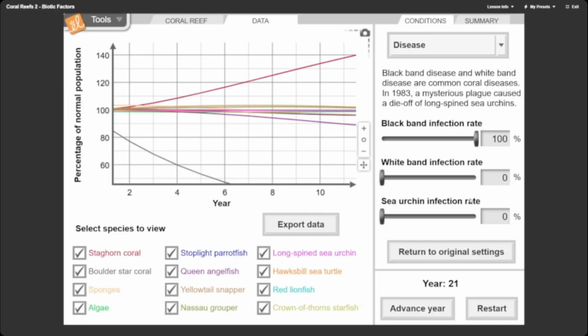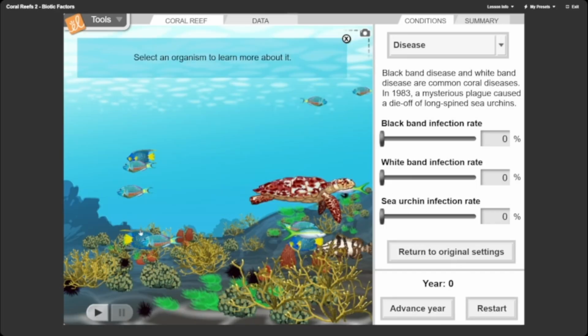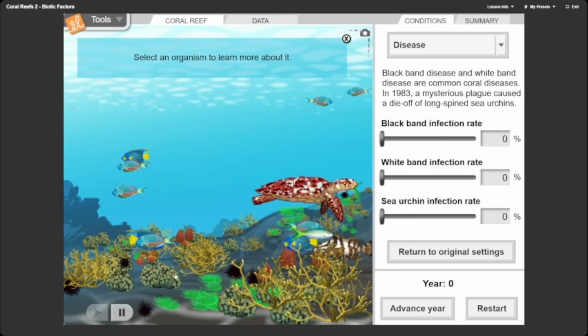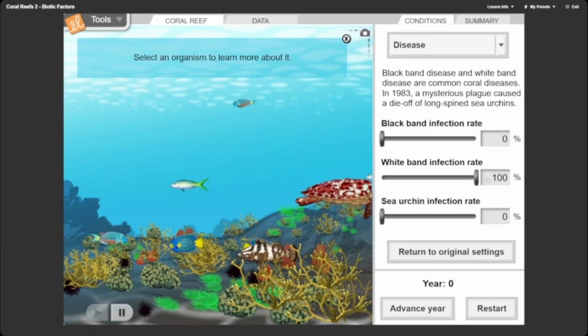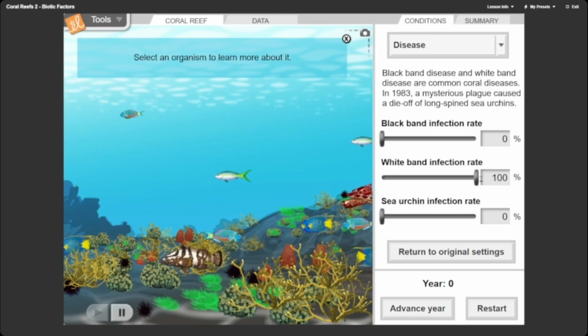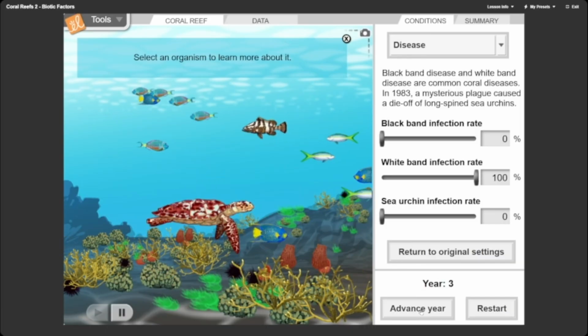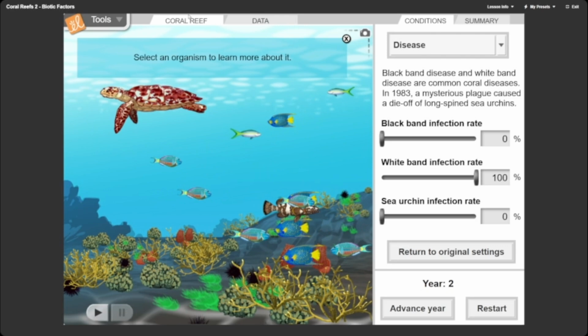So click Return to Original Settings, restart, go back to your underwater scene, grab the white band infection rate, and take it all the way up to the highest, 100%. Advance it only 2 years, sorry, pause it. What have you noticed?